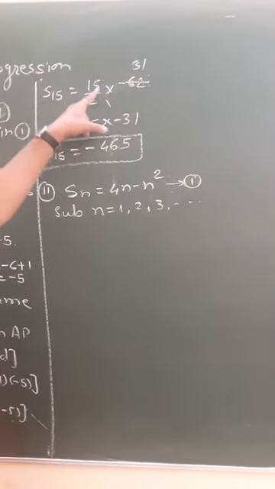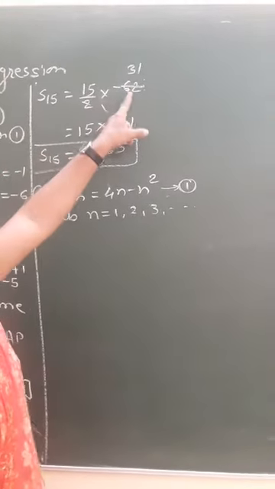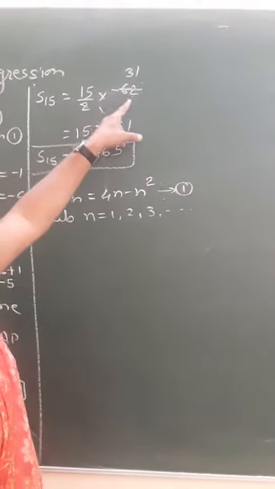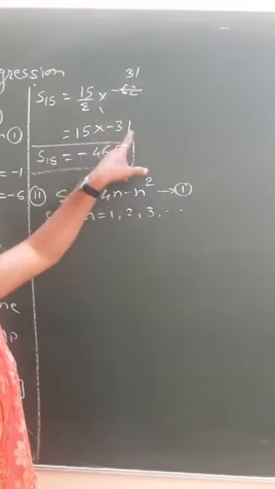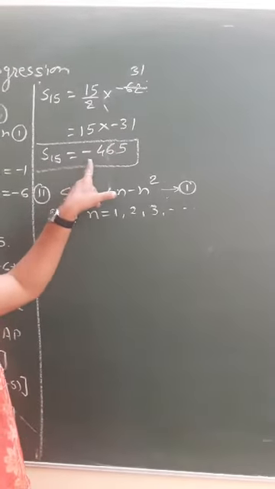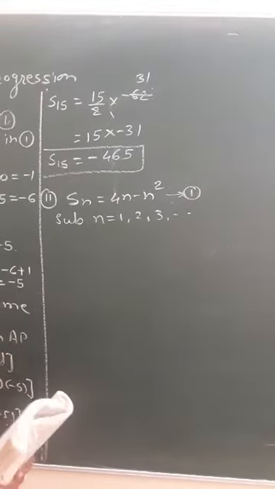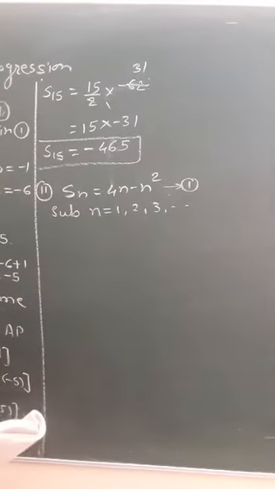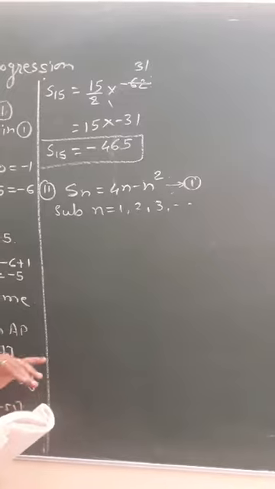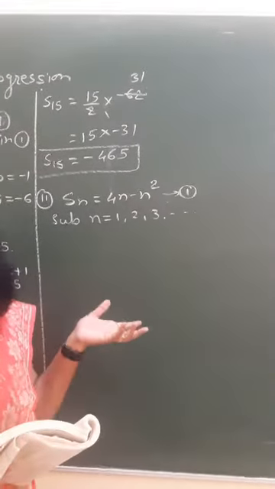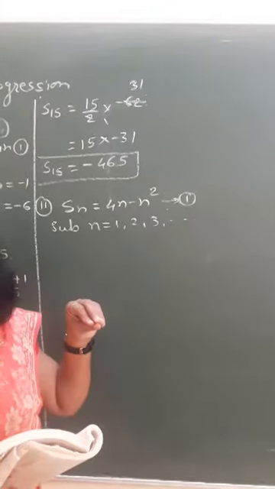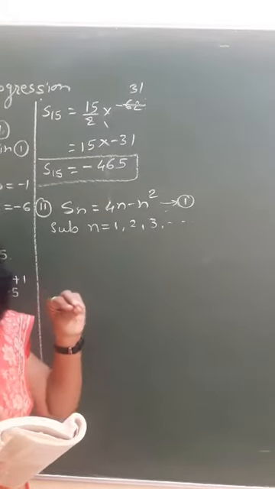So S15 is equal to 15 by 2 multiplied by this, we will get 8 minus 70, which means minus 62. So we will get 15 into minus 31. So we are going to get S15 is equal to minus 465. In this problem they had given the nth term, and from the nth term we had to find whether the given terms form an AP or not, and we had to find the sum of 15 terms.